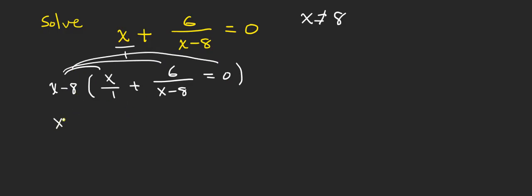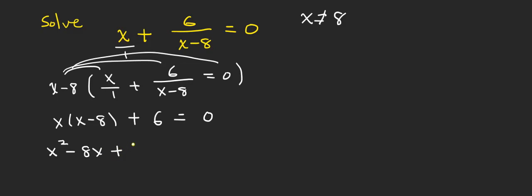You're going to get x times x minus 8 plus x minus 8 cancels out, so you only end up getting 6 equals x minus 8 times 0, which is 0. Now distribute the x, and you get x squared minus 8x plus 6 equals 0. Unfortunately, this is not factorable, so we have to use the quadratic formula. So a is 1, b is negative 8, c is 6.